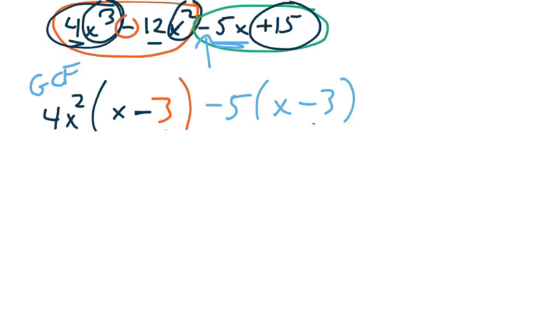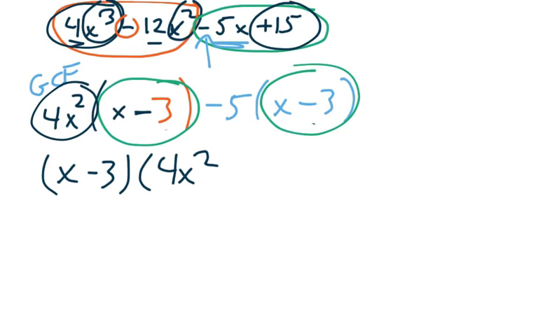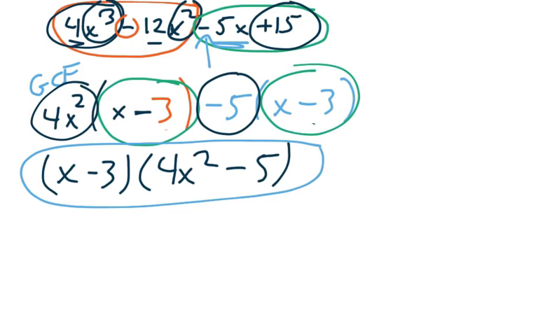So guys, here is factor by grouping. Now, of course, look at our results. Notice how both of them have an x minus 3 factor in common, right? So we complete our steps by saying x minus 3 times 4x squared minus 5. And so here is the factored form of our original equation.